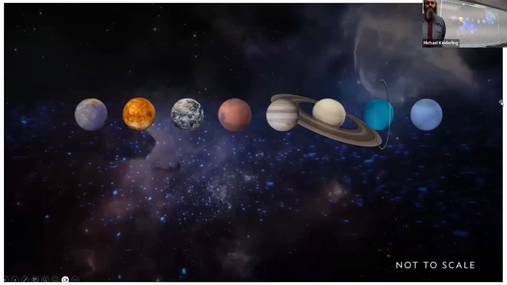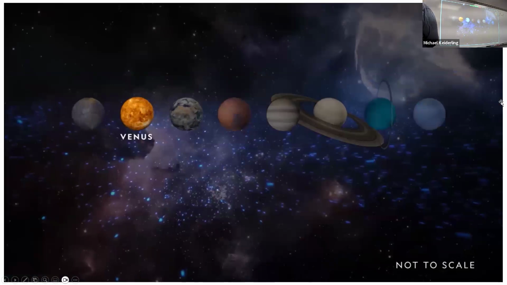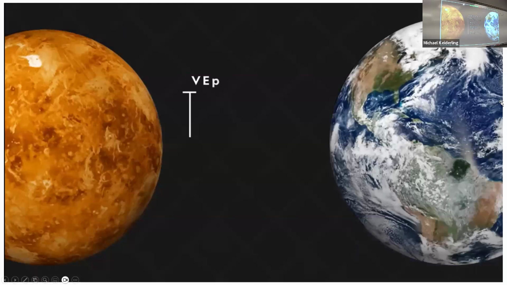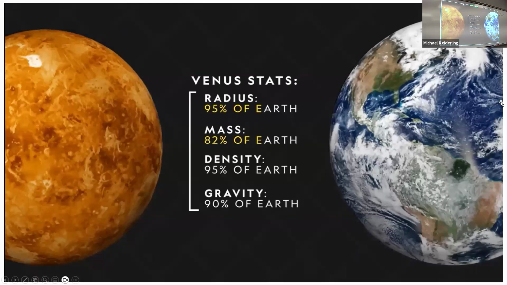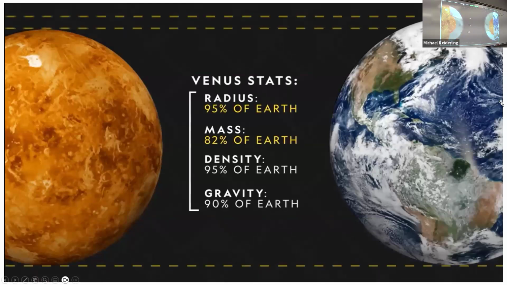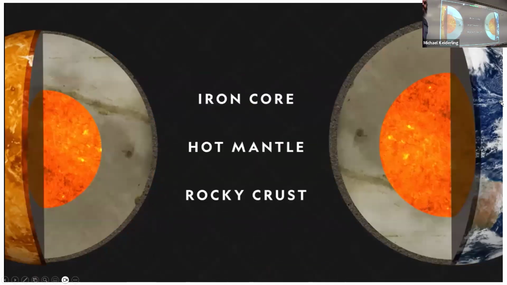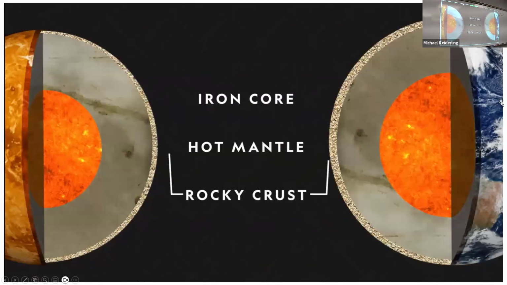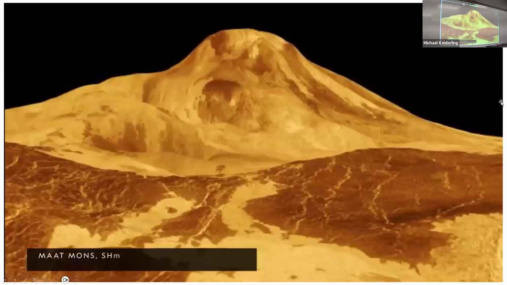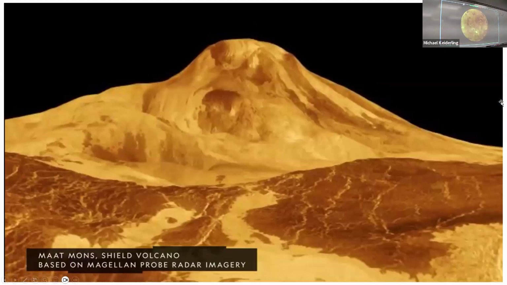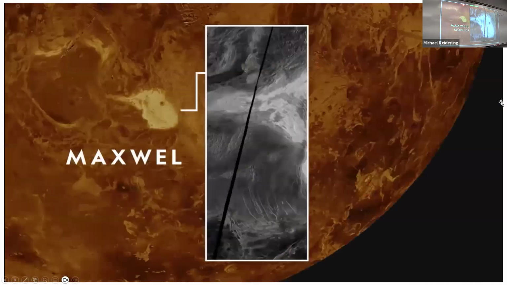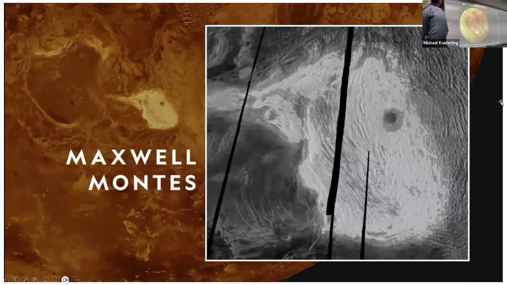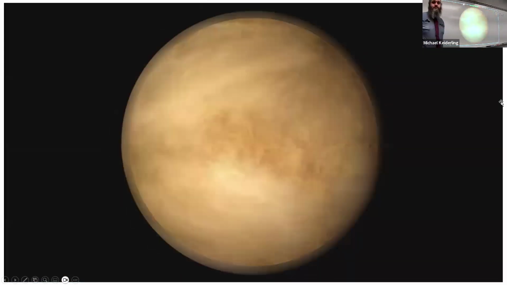Venus, the second planet from the Sun, is very similar to Earth from a distance, but up close, it's a very different world. Venus is about the same size as Earth, just slightly smaller. Its structure is also nearly identical, with an iron core, a hot mantle, and a rocky crust. The crust of Venus, however, is dotted with thousands of volcanoes, including Maxwell Montes, a volcano almost as tall as Mount Everest. Venus also has a thick, layered atmosphere.